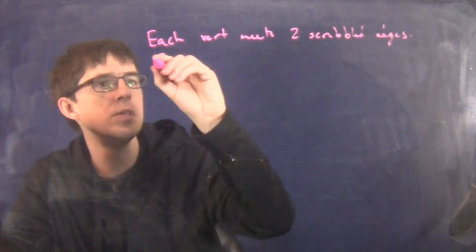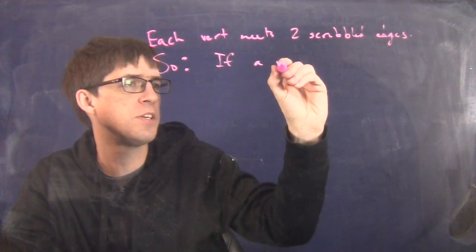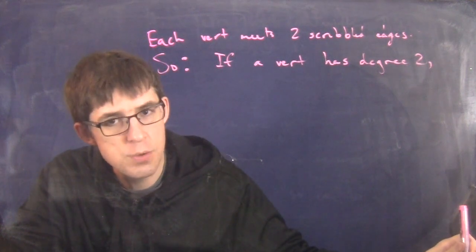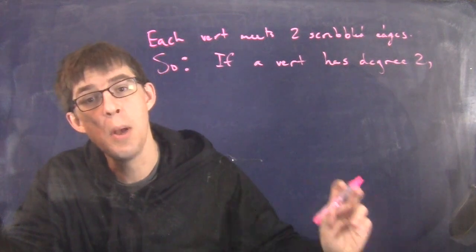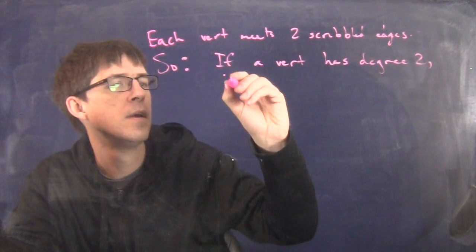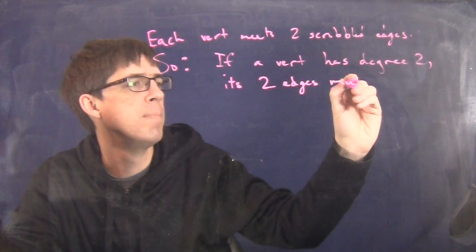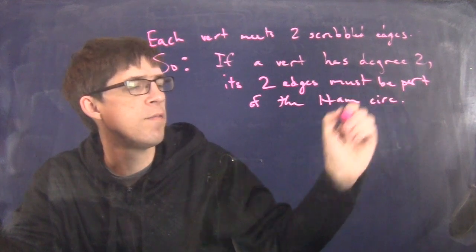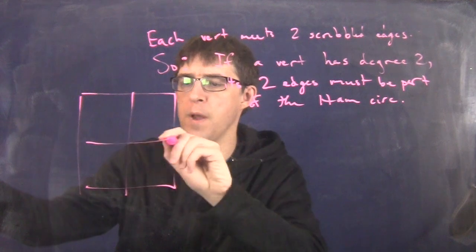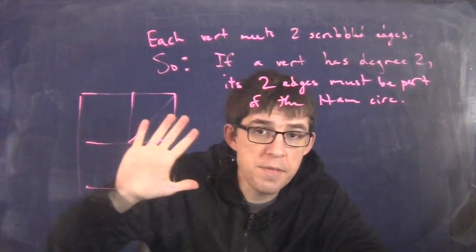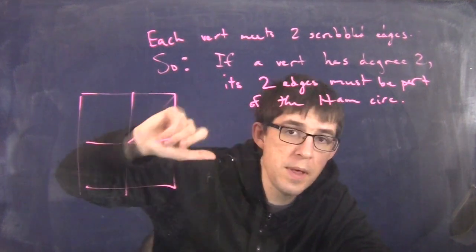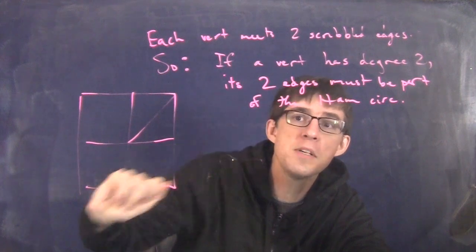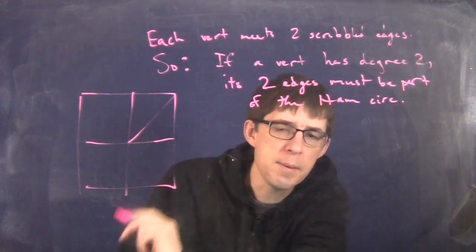What that means is, first of all, if some vertex has degree 2 in the graph, if the vertex only has two edges that hit it in the graph, then those two edges must be part of the Hamilton circuit. If a vertex has degree 2, then its two edges must be part of the Hamilton circuit. For example, in this example that I showed a moment ago, where's the Hamilton circuit? I already showed you the example, but what if you didn't know the answer and you were trying to figure it out? One thing you can say is, if a vertex has degree 2, its two edges must be part of the Hamilton circuit.